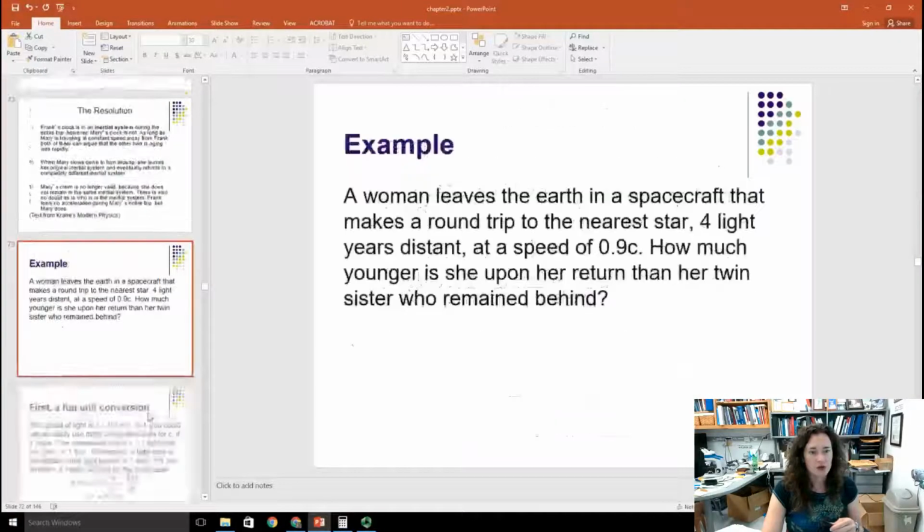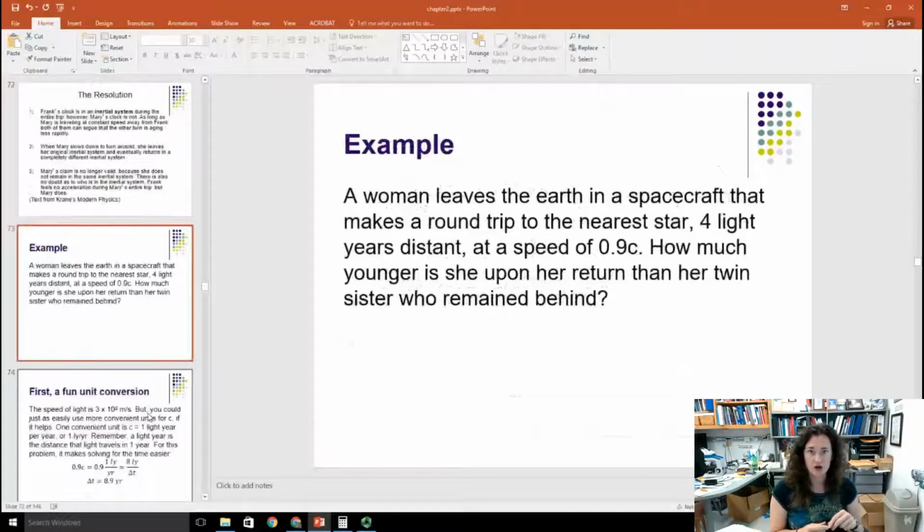Well, let me go through an example of how to work a twin paradox problem, because they can be a little confusing, and hopefully working through this will clarify a few things. So here's the problem. The numbers are going to be a little different than the example that I gave earlier, so don't let that confuse you.